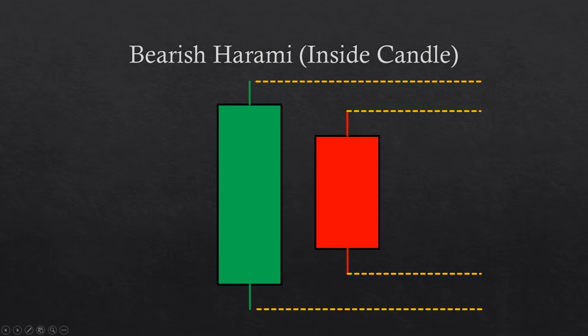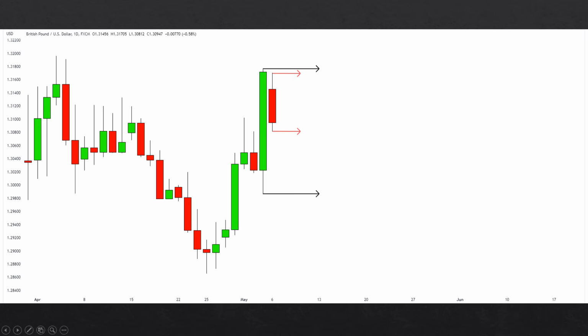Take a look at this daily chart of the British pound versus the US dollar. I have marked the range of the last two candles. The first one in black and the second one in red. Notice how the range of the second candle is completely contained inside the range of the first one. Notice also how price has been rising up to this point. This is a bearish harami or a bearish inside candle that signals a reversal to the downside.